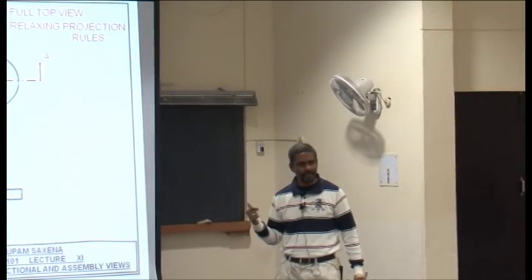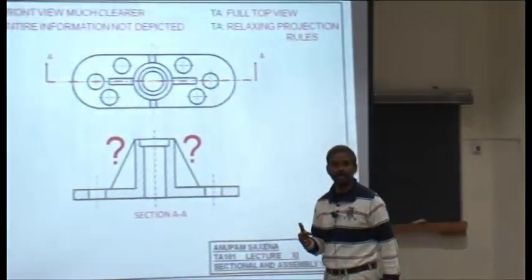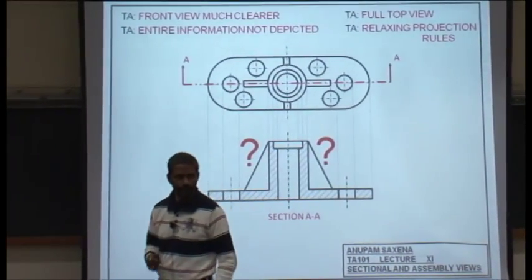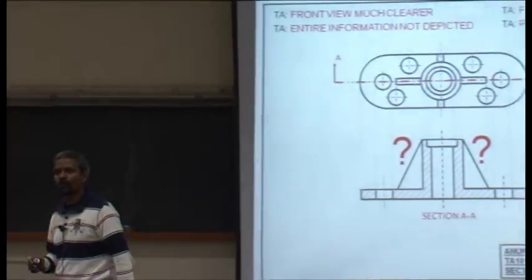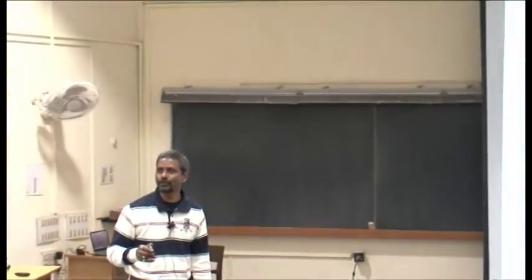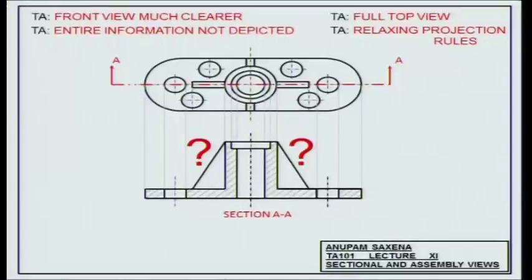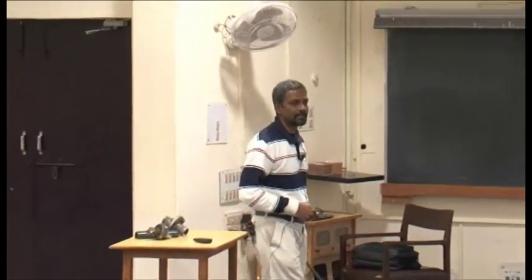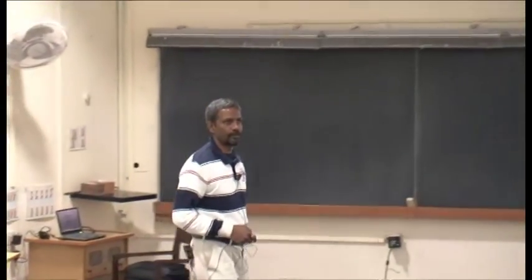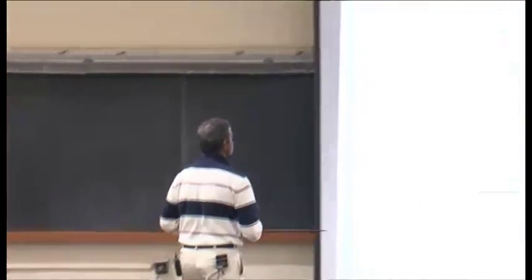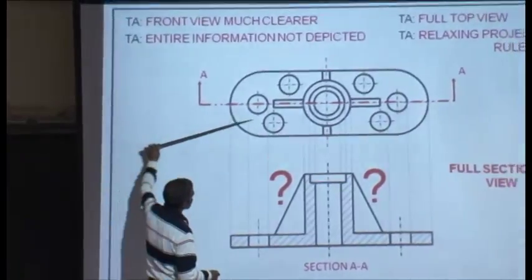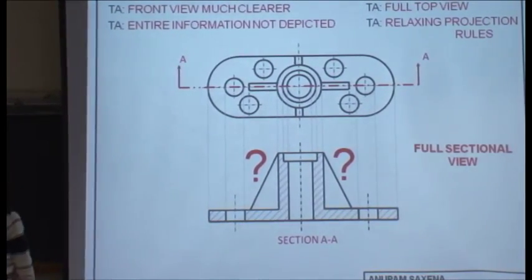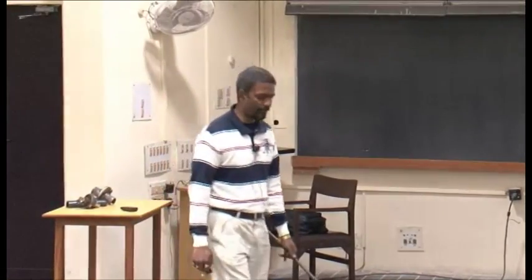Later I'll tell you that there are certain supporting elements that you do not section. You just ignore that the section plane is passing through those supporting elements. It's called the full sectional view. You're taking the entire section. There are different kinds of section views.